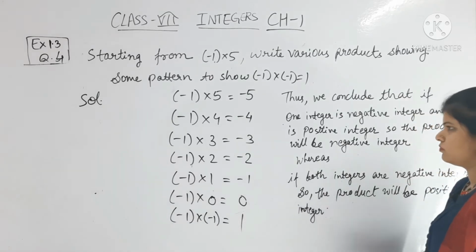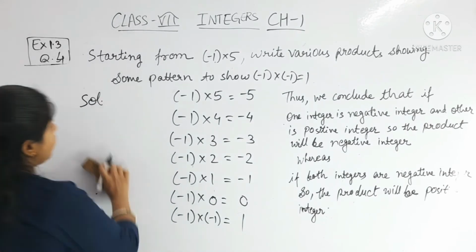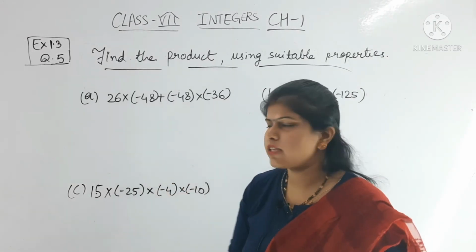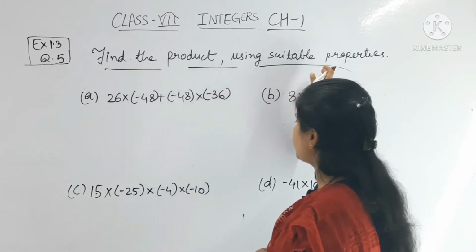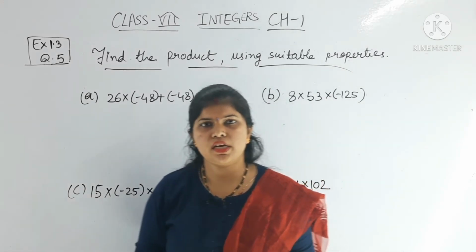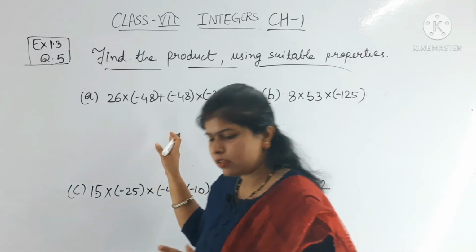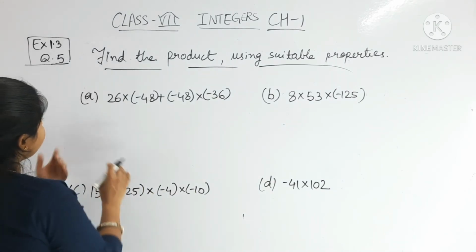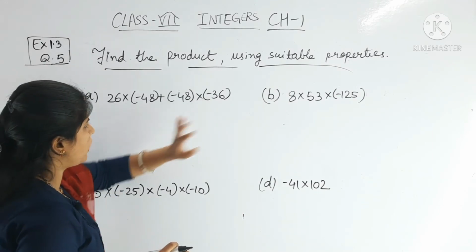Okay, understood? Now let's move to question number 5 of exercise 1.3. What is the question? Find the product using suitable properties. I had told you the properties like commutative, associative and distributive. We have to use the property here. What is the first part? It is 26 into minus 48 plus minus 48 into minus 36.